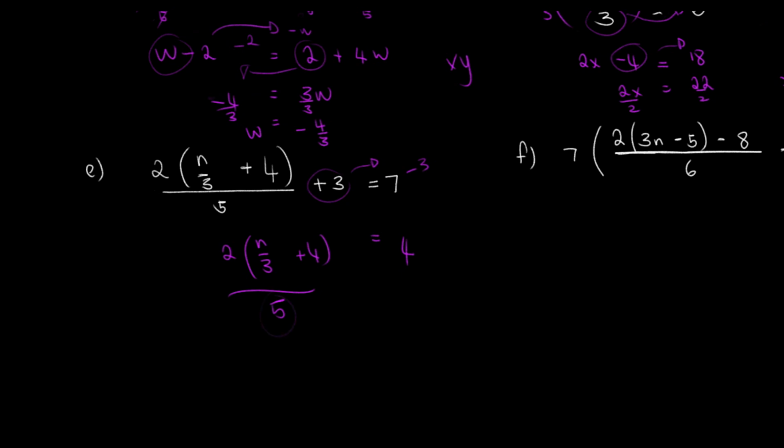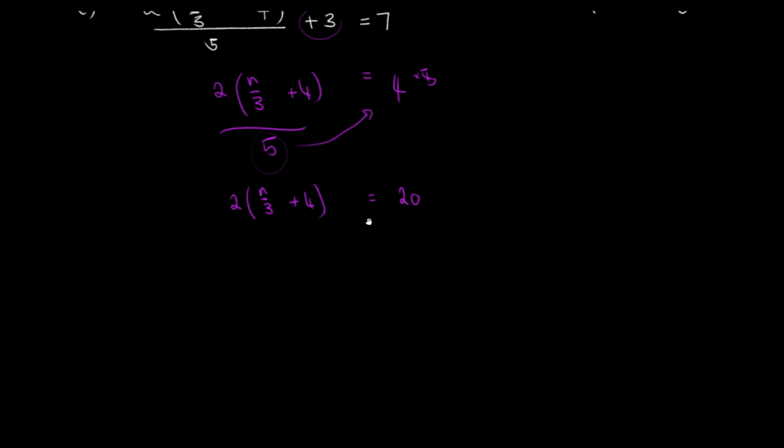Now again, I'm going to use this cross multiplication method. After I use cross multiplication, I have 2 n over 3 plus 4 is equal to 20. Remember, 4 multiply 5, excuse me.